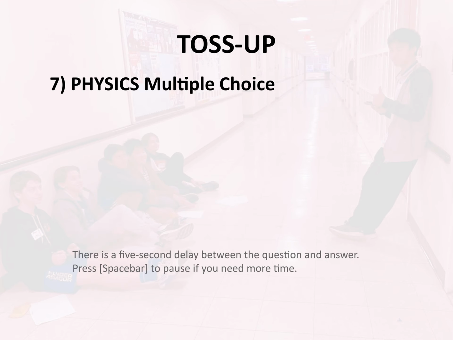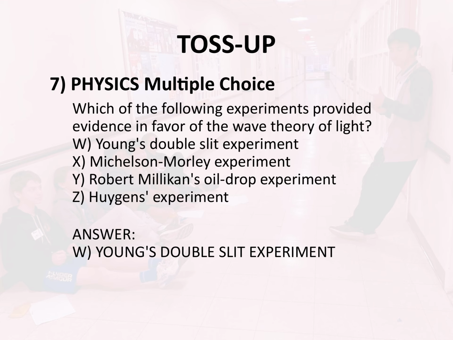Toss-up 7. Physics. Multiple choice. Which of the following experiments provided evidence in favor of the wave theory of light? W. Young's double-slit experiment. X. Michelson-Morley experiment. Y. Robert Millikan's oil drop experiment. Z. Huygens experiment. Answer. W. Young's double-slit experiment.